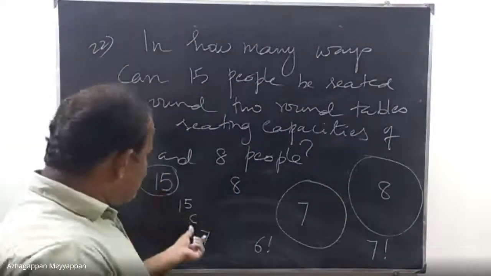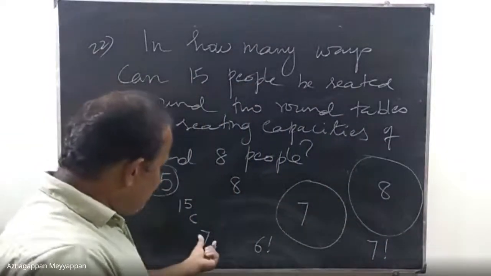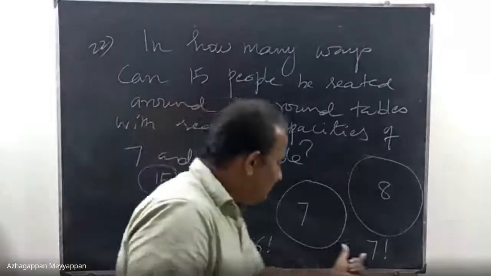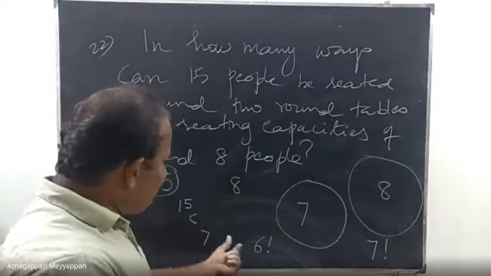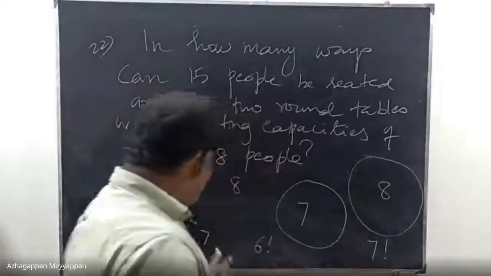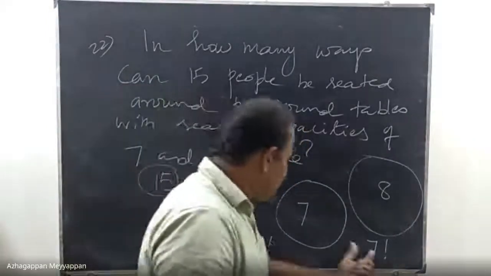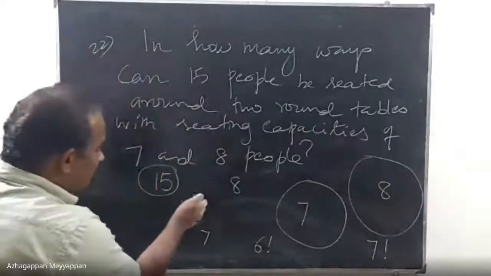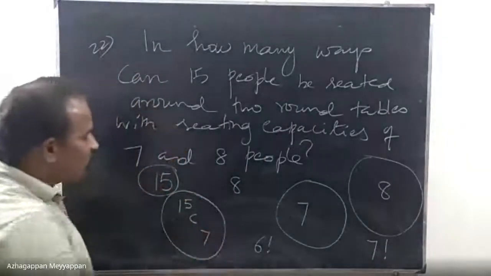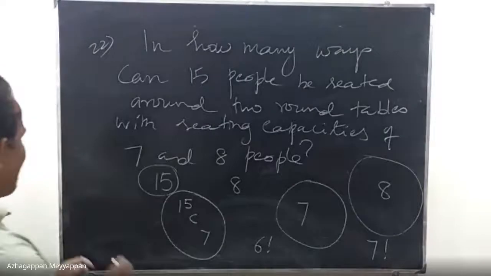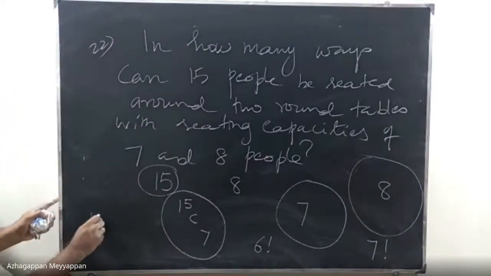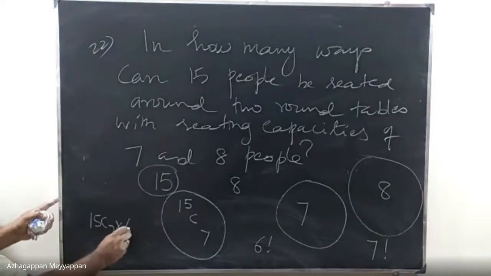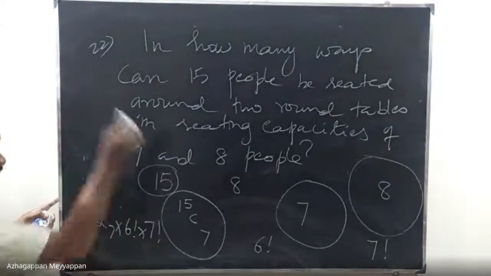So for each 7, you will be getting 6 factorial and 7 factorial. Another 7, 6 factorial times 7 factorial. So therefore, what are the possible number of 7s? 15C7. The answer is 15C7 into 6 factorial into 7 factorial.